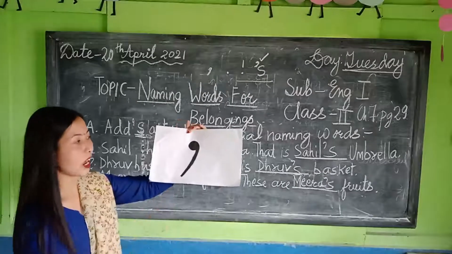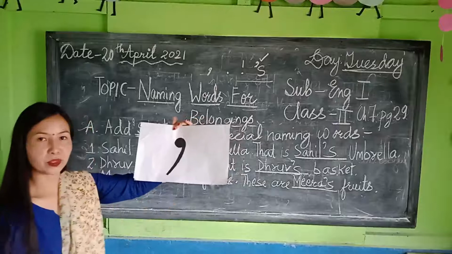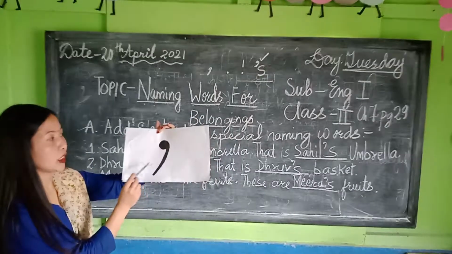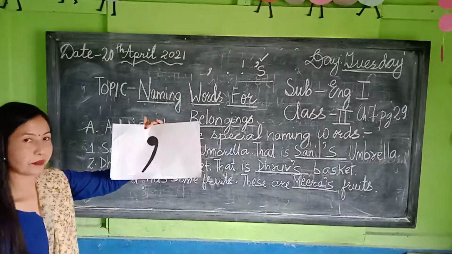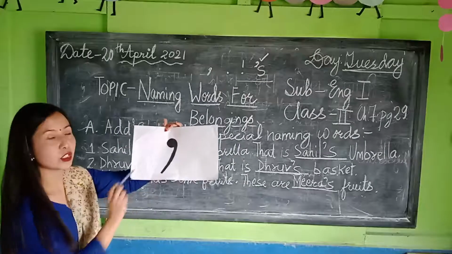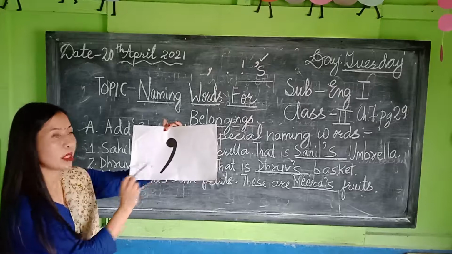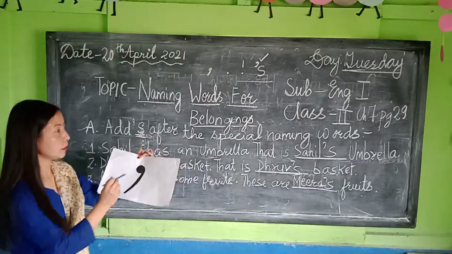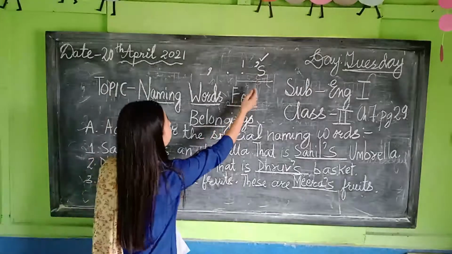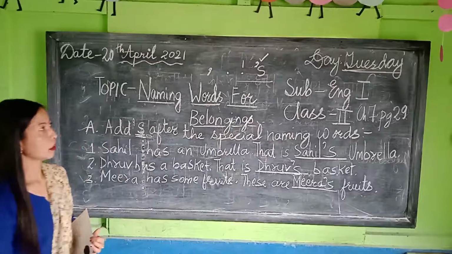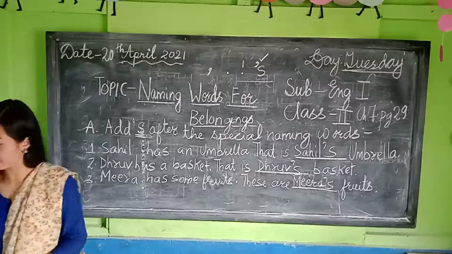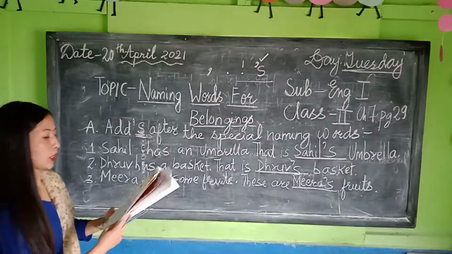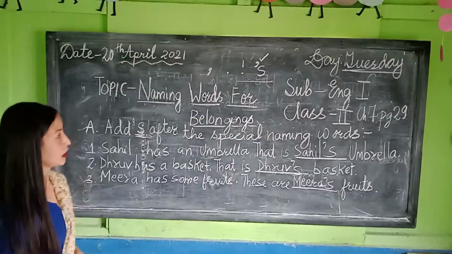Once again, children, I want to show you this picture. Okay, this apostrophe, it just looks like comma. Okay, but this is actually not comma, this is an apostrophe, a punctuation mark. So this can be used just above the line of writing. Okay, apostrophe S can be used after a naming word that shows something belongs to someone.